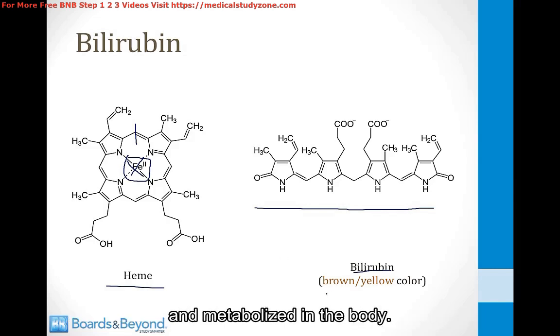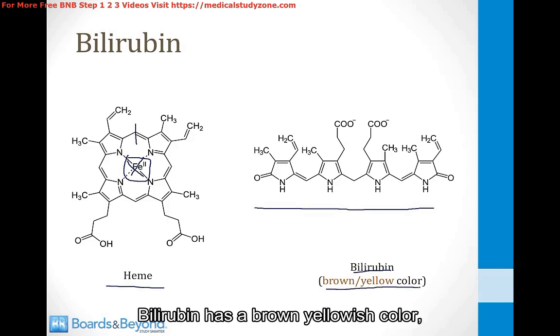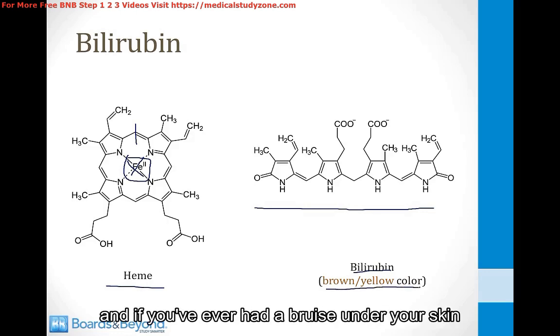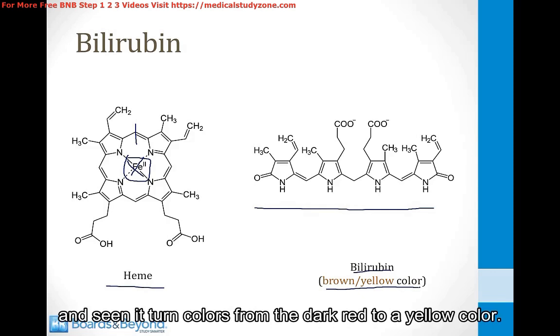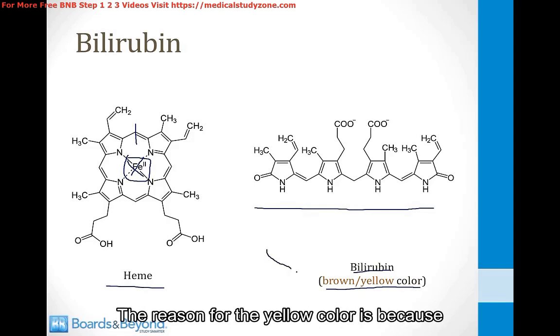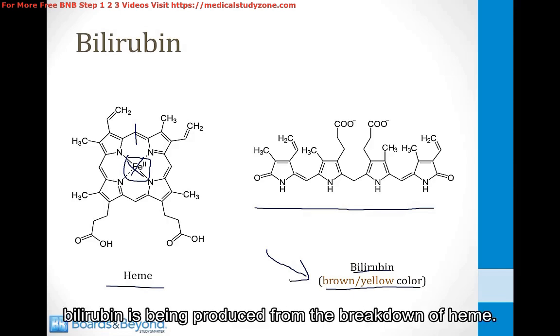in the body. Bilirubin has a brown yellowish color, and if you've ever had a bruise under your skin and seen it turn colors from the dark red to a yellow color, the reason for the yellow color is because bilirubin is being produced from the breakdown of heme.